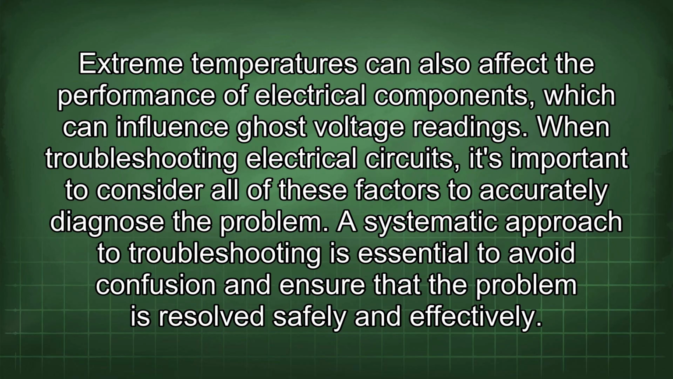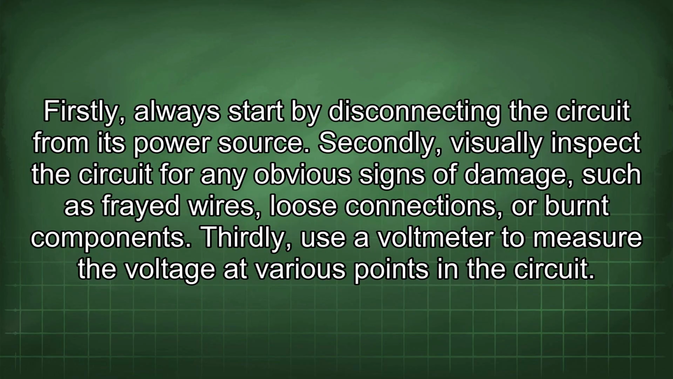When troubleshooting electrical circuits, it's important to consider all of these factors to accurately diagnose the problem. A systematic approach to troubleshooting is essential to avoid confusion and ensure that the problem is resolved safely and effectively. Firstly, always start by disconnecting the circuit from its power source. Secondly, visually inspect the circuit for any obvious signs of damage, such as frayed wires, loose connections, or burnt components.